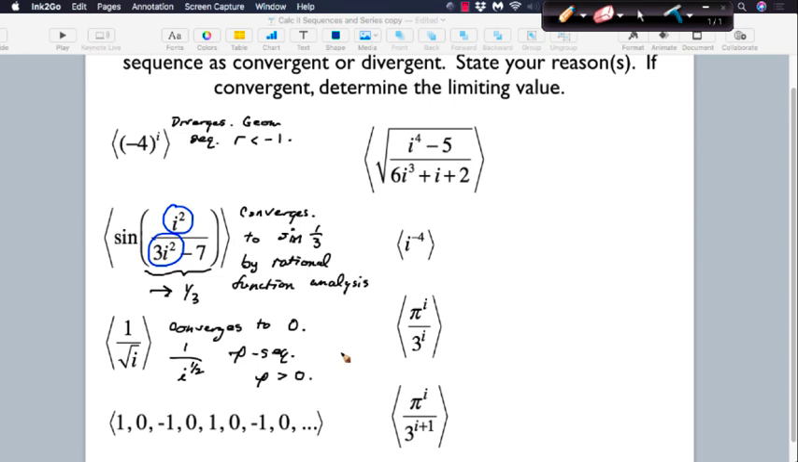Are we good? All right. Alexandria, how about this next one? 1, 0, negative 1, 0, 1, 0, negative 1, 0. Does it converge? To what? Diverges?